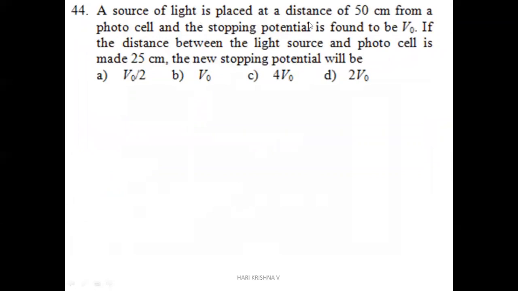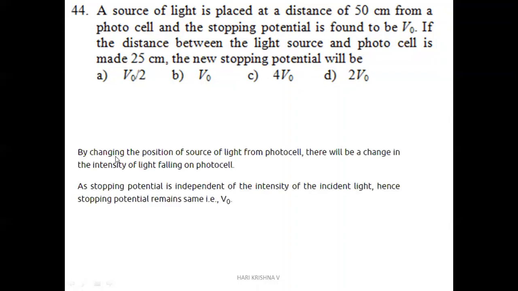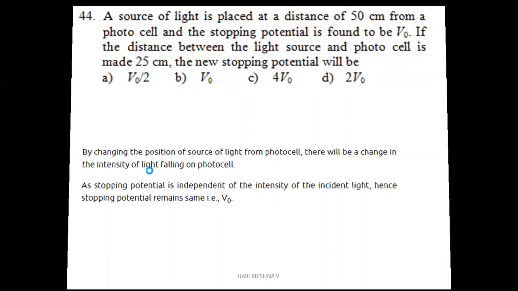Next, the source of light is placed at a distance of 50 centimeters from a photocell. The stopping potential is found to be V0. If the distance between the source and the photocell is 25 centimeters, the new stopping potential will be? Very simple. By changing the position of the source of light from the photocell, there will be a change in the intensity of light falling on it. But the stopping potential is independent of intensity, hence stopping potential remains the same. Whatever we used, V0, the same V0 only will be there. So option B is correct.